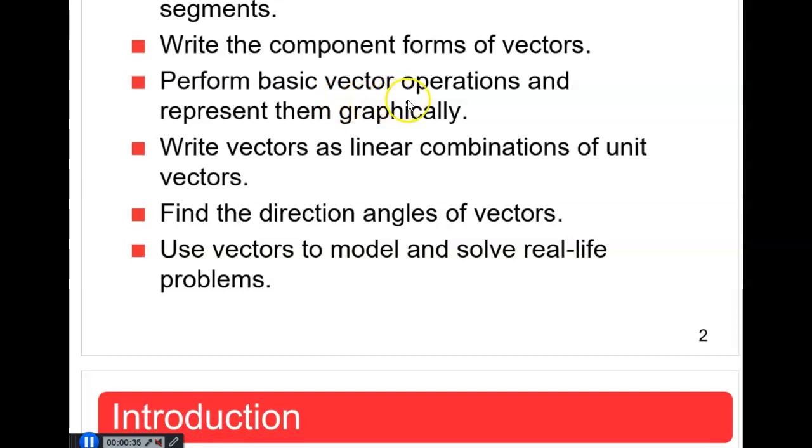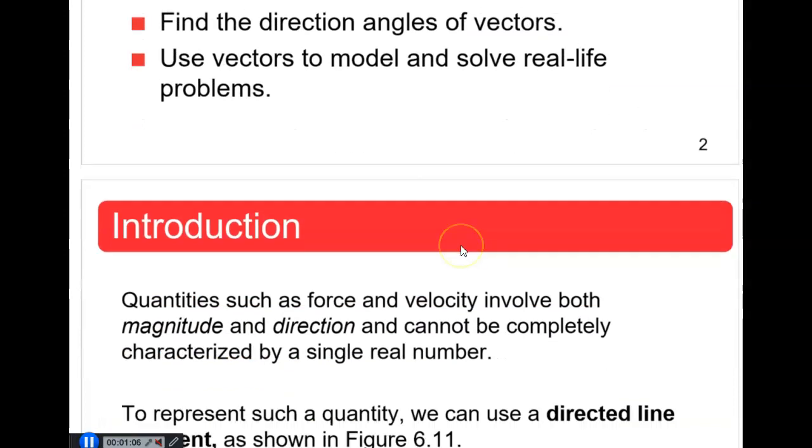Also scalar multiplication, which is like multiplying a vector by a number, by a constant, and this could be positive or negative, just so you know. Also to write vectors as linear combinations of unit vectors. For that we will use the unit vector i and the unit vector j. Also to find the direction angles of vectors. And finally, to use vectors to model and solve real-life problems.